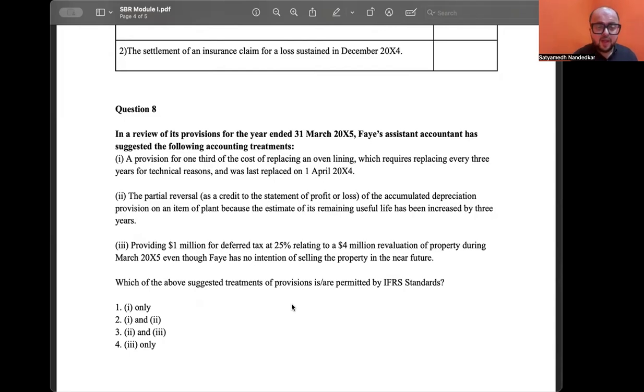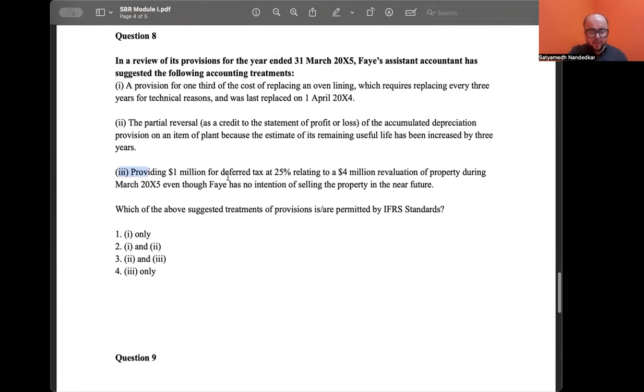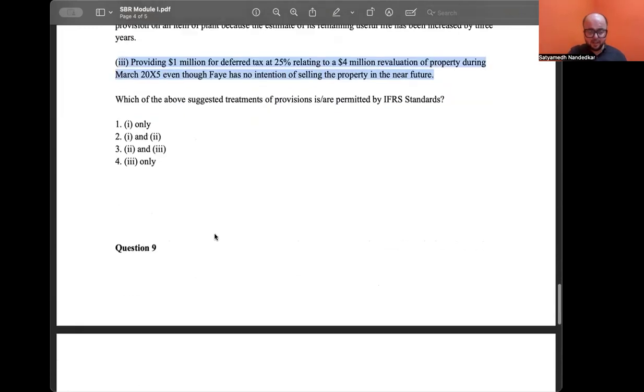And the third one, providing 1 million for deferred tax at 25 million relating to a 4 million revaluation of property during March 2005, even though Faye has no intention of selling the property in the near future. Whenever there is a revaluation of a non-current asset, there is an increase in its carrying amount. So the difference between the carrying amount and the tax base increases. When this difference increases, naturally to the extent of the increase, you will have to create a provision. And that is why only statement 3 is correct. 1 and 2 are incorrect.